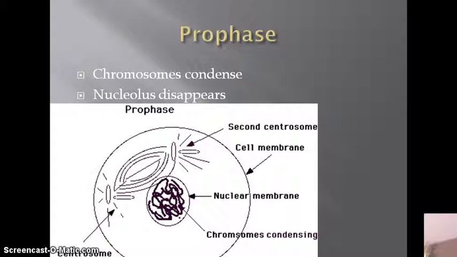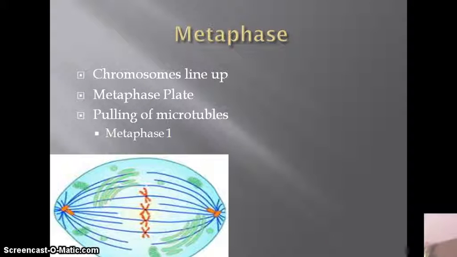So prophase. In prophase, the chromosomes condense, so if you look through a microscope, you can actually see them. And if you're looking through a microscope, the nucleolus would be gone. And then metaphase comes next.